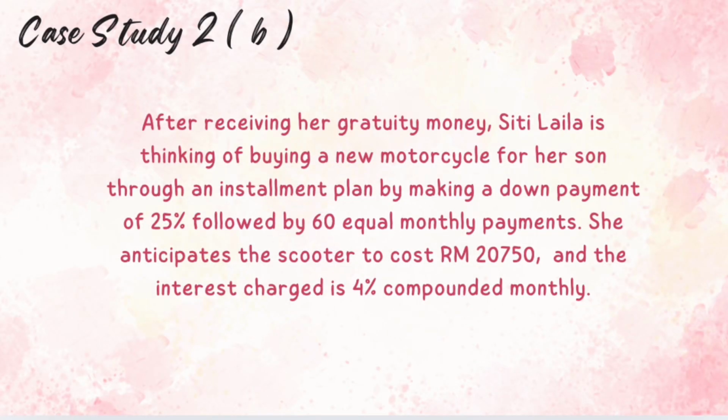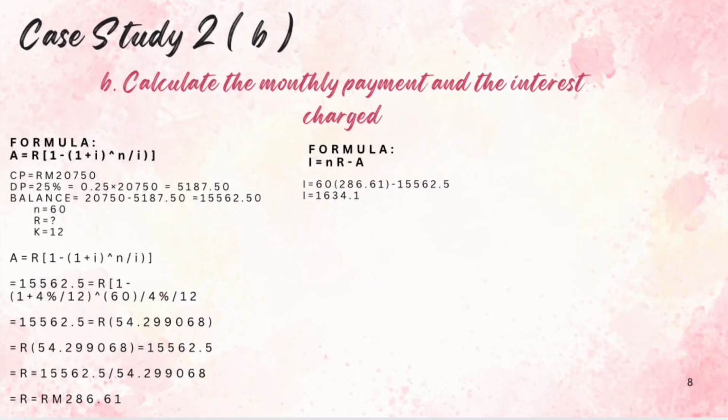Okay, next we turn to question 2b, which is the monthly payment and the interest change. First of all, we need to find the monthly payment. All we need to do is find CP, which is 20,750. DP is equal to 25%, and we subtract 0.25 minus 20,750 to get the answer. So 5,187.50. Then the remainder equals 20,750 minus 5,187.50. So the answer is 15,562.50. And N is 60, K is 12, and R is what we need to find.